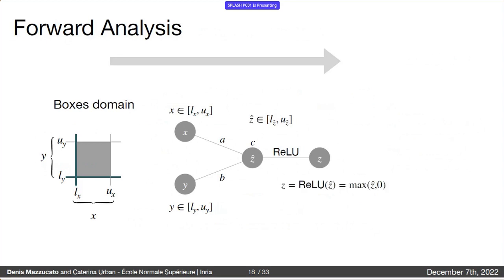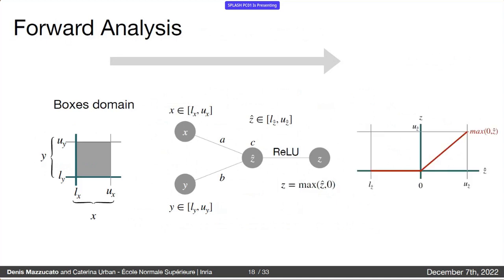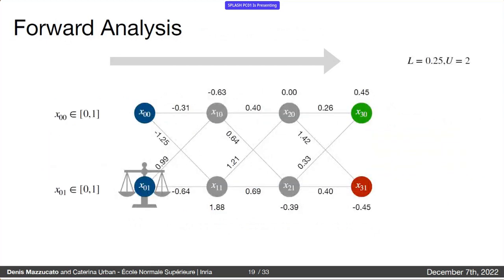Then we have to apply the nonlinear ReLU activation function. How do we do so? Since it is just the maximum between the pre-activation and 0, here I show the graph of max(0, Z), where Z is the x-axis. We just do the bounding box. So we just put the interval between 0 and the upper bound of the pre-activation. And this is the domain we will use for the analysis of my example. So let's move on.